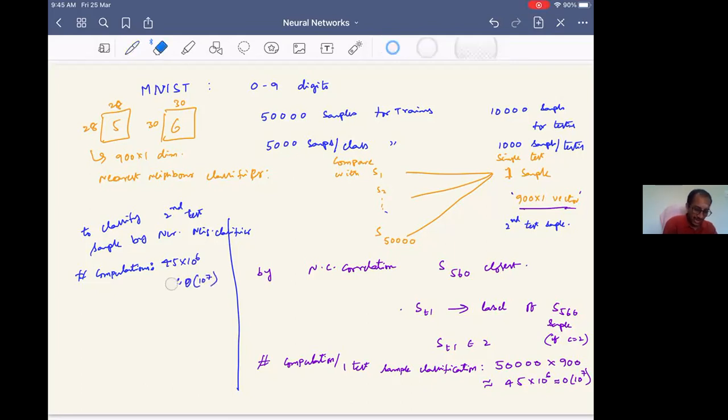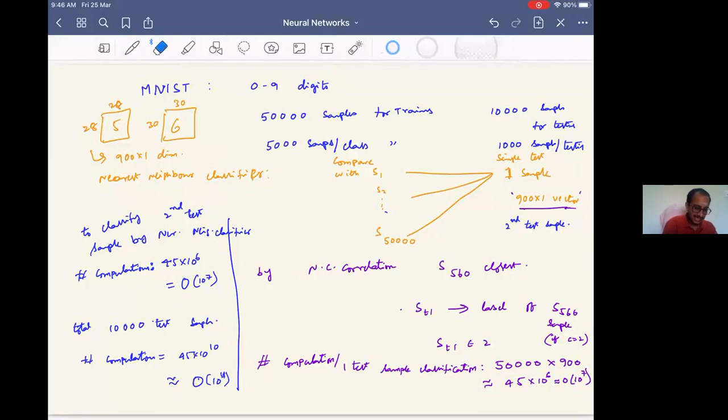So if I keep classifying each of the test samples, does any reduction in the number of computations happen? It doesn't. And in total, if I want to test, say, 1,000 samples or 10,000 test samples, the number of computations is 45 into 10 power 9, adding up to 10 power 10, close to order of 10 power 11.